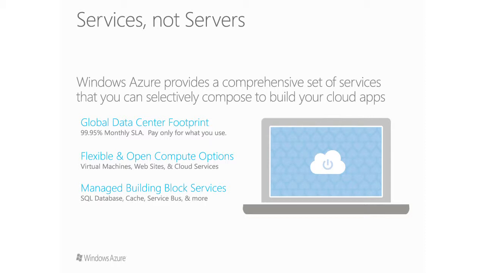Just like any other cloud, we have a global data center footprint. I'll show you that in a second. We have options. Like I said, we have websites, we have platforms as a service, infrastructure as a service, and managed building block services. If you want a SQL database, you literally choose a couple of drop-down options, and you've got a SQL database running that you can access from your applications.